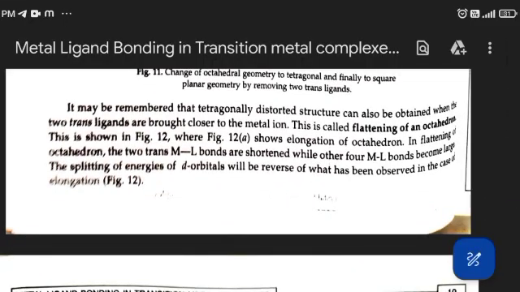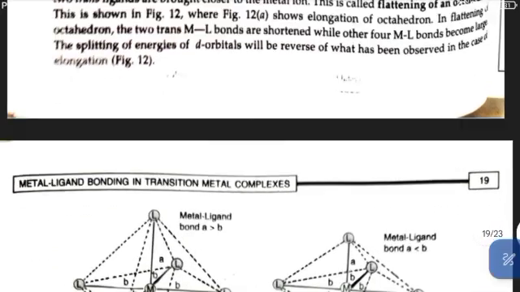It may be remembered that a tetragonally distorted structure can also be obtained when the two trans ligands are brought closer to the metal ion. This is called flattening of an octahedron. This is shown as elongation of octahedron. In flattening of octahedron, the two trans metal-ligand bonds are shortened, while the other four metal-ligand bonds become longer. The splitting of energies of d orbitals will be the reverse of what has been observed in the case of elongation.